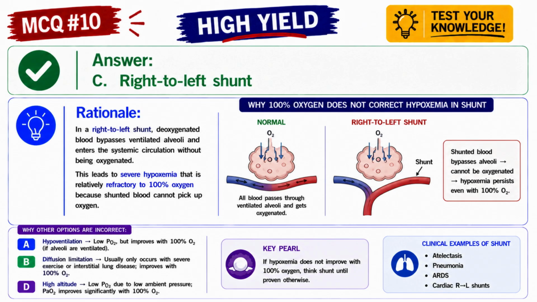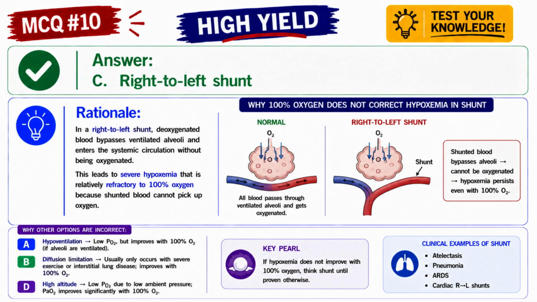Right to left shunt. The shunted blood never sees the alveoli. You can make alveolar PO2 as high as you want, 650 millimeters of mercury, 670 millimeters of mercury. It does not matter. The shunted blood bypasses all of those beautifully oxygenated alveoli entirely. It arrives in the left heart and systemic arteries still deoxygenated. When it mixes with properly oxygenated blood, it drags down the arterial PO2, and no amount of supplemental oxygen can fully correct this, because you cannot oxygenate blood that never passes an alveolus.